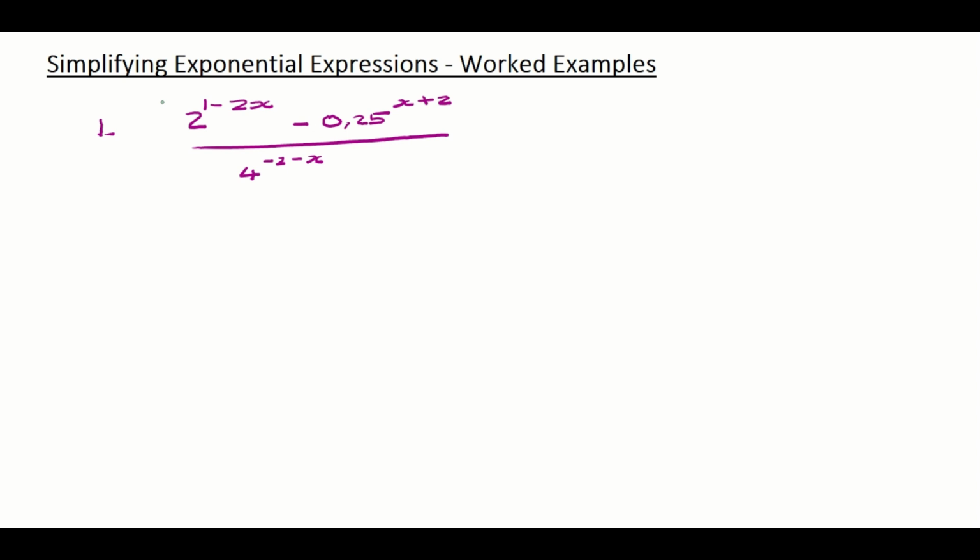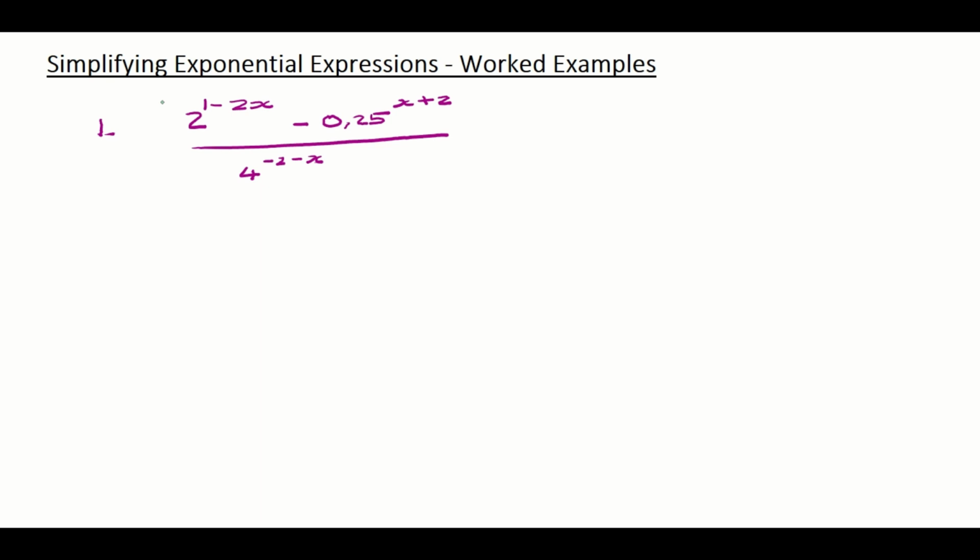Guys, in this video we are looking at some worked examples on simplifying exponential expressions. Now if we look at number 1, we've got 2 to the power of 1 minus 2x minus 0,25 to the power of x plus 2, all over 4 to the power of negative 2 negative x.